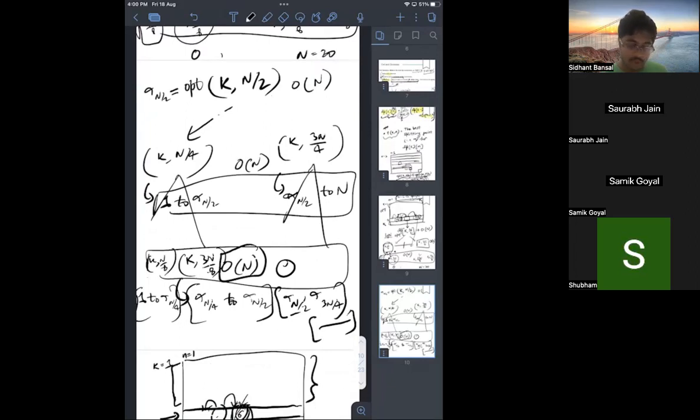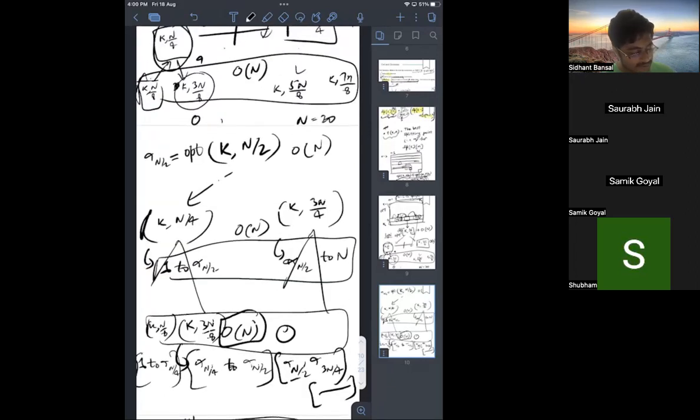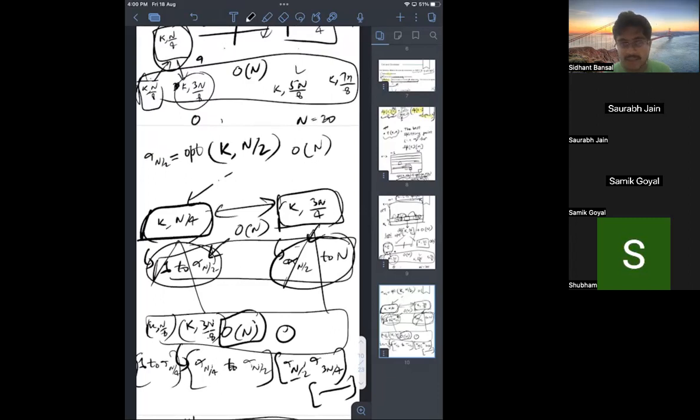Do note that I'm not anywhere stating that this problem size, the 1 to alpha n by 2 time that you're taking, is the same as this time, alpha n by 2 to n. I'm not saying that they're equally distributed problems, that they're same cost problems. What I'm trying to say is that the sum of the costs will be at most order n, because where the search range of one problem ends, that's where the search range of the other problem starts, and so on.